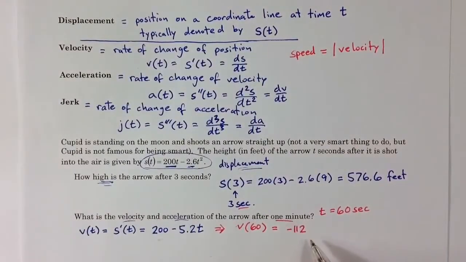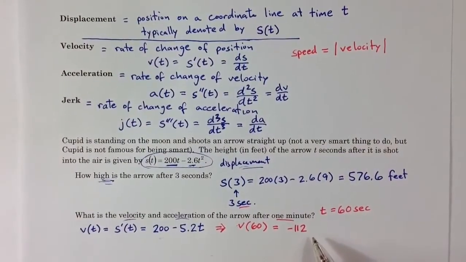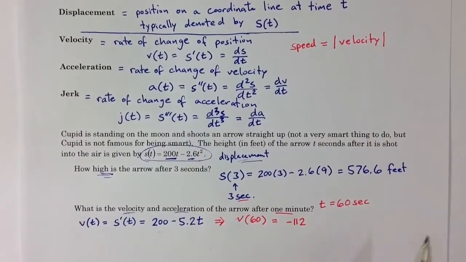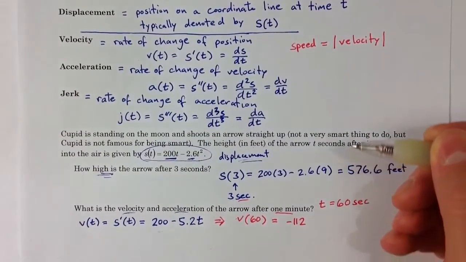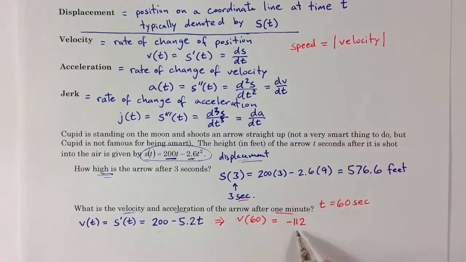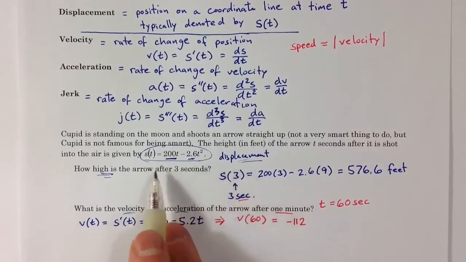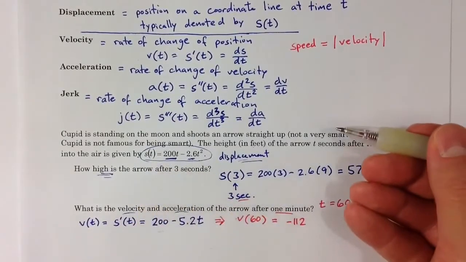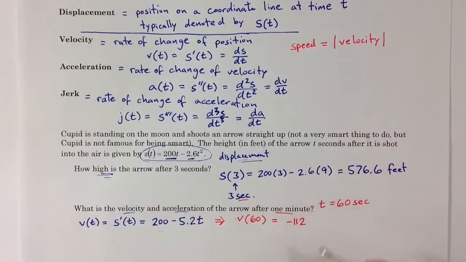So let's think about what that number means for a second. The velocity is negative because what happens with the arrow, at first it goes up into the air, and then it comes back down. So the negative velocity means that the value that we're measuring, the displacement, the height of the value, it's getting smaller. That height is coming down.